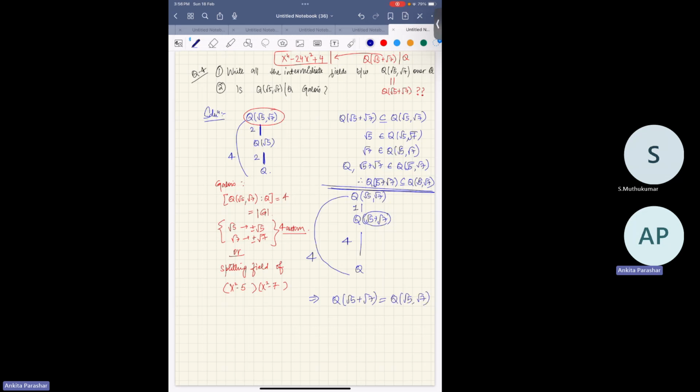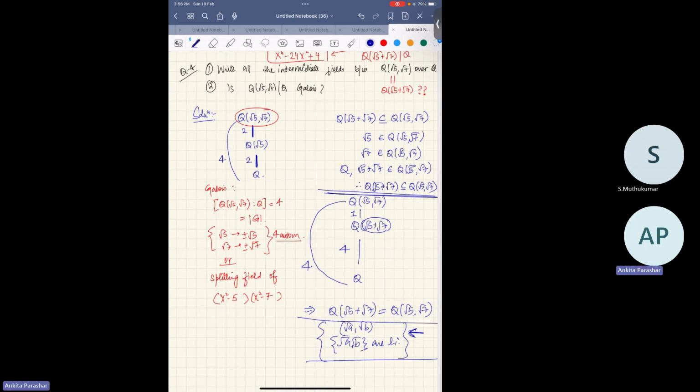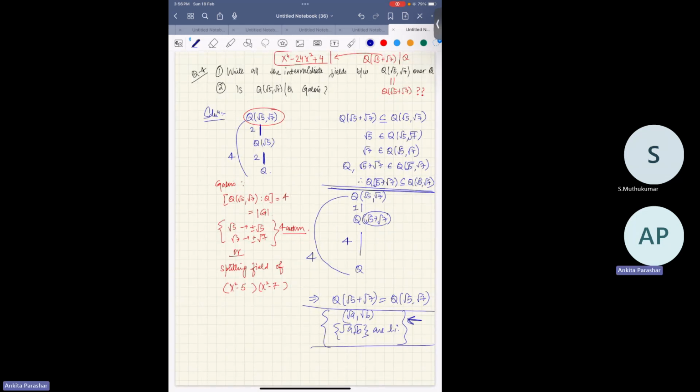In fact, this is true for any root A, root B, where root A and root B are linearly independent. I will say something about this at the end, linear independence. This is a very important thing. Anyway, we have deviated. We want to find the intermediate fields between these.